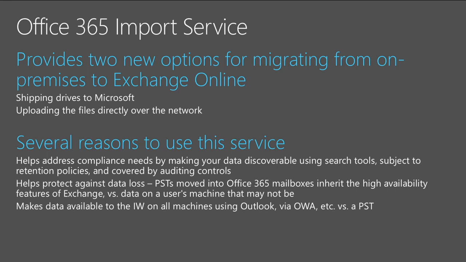All right. So the import service is a service that we have that provides two new options for migrating from on-premises to Exchange Online. One option would be to literally copy the data onto a drive and then ship it to Microsoft. Just the drive, no cables, nothing like that. Just ship us the drive. We will take it from there. And we will also, assuming you follow our instructions and include the return envelope, send that drive back to you when we're done importing it. You do also have the option to upload files directly over the network as well. So it really depends on what your comfort factor is or what your networking capabilities are as to which one you'll choose.